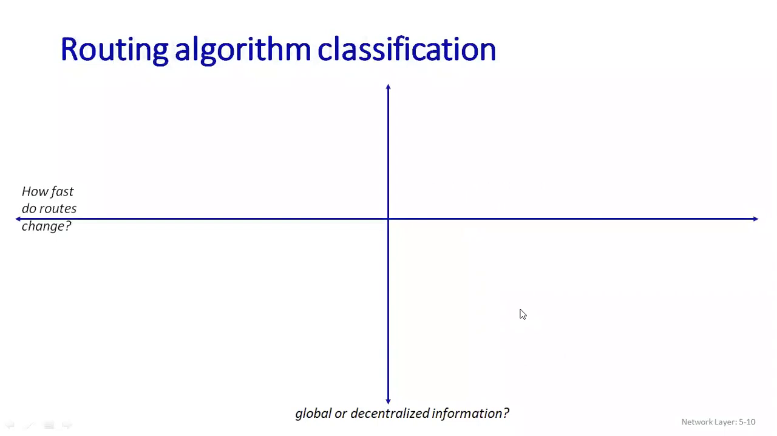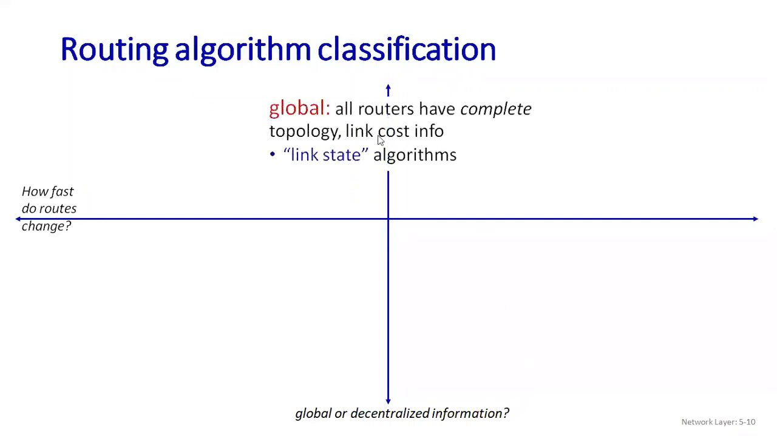Now here you can see how we have classified our routing algorithms. Here you can see how fast the routers change, and how it works in the global or decentralized formation. If I talk about the global case, all the routers will have the complete topology, or you can say they will have the link and cost information for every node connectivity. That's the reason we follow the link state algorithm, because it will be a direct link between your two nodes. That is the important point here.